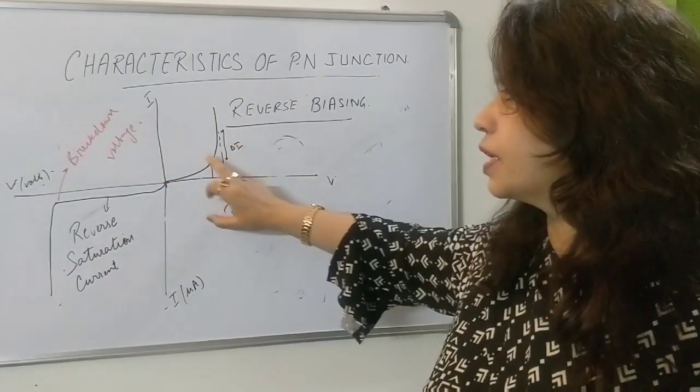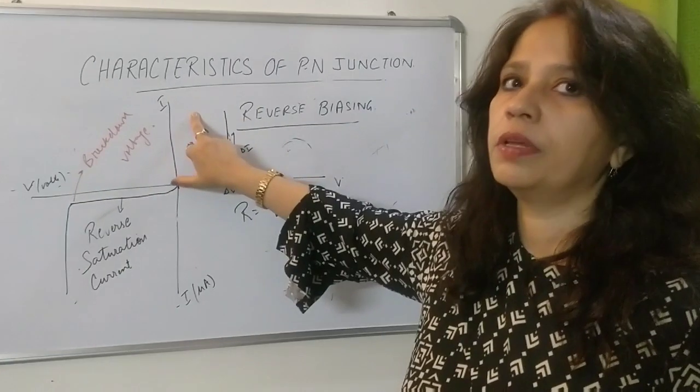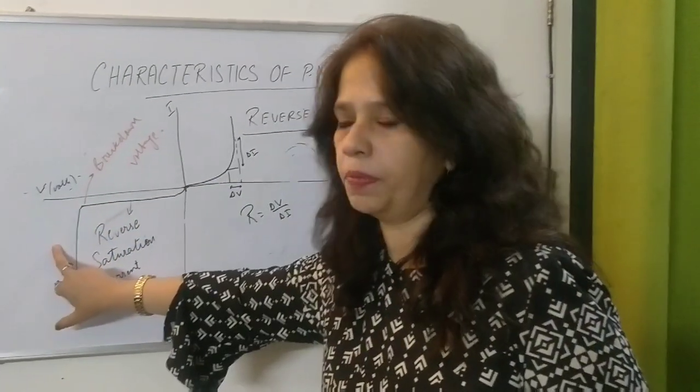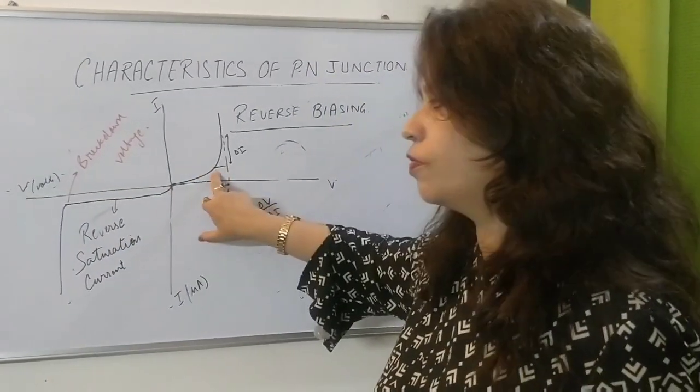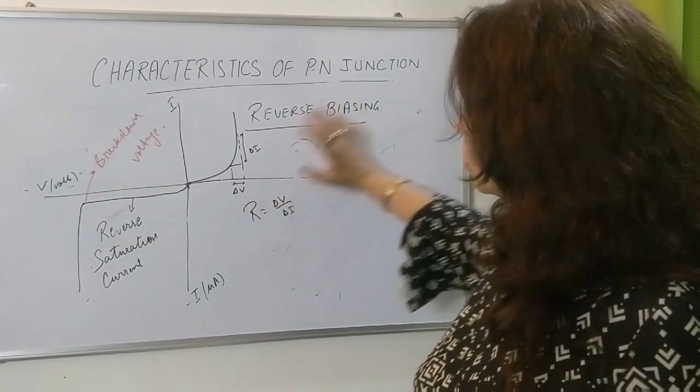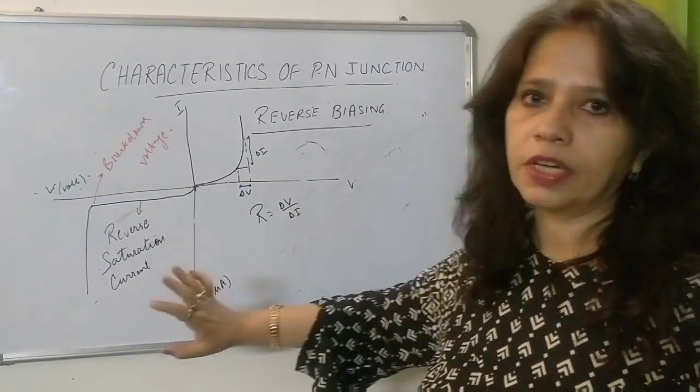In forward biasing the current is measured in milliamperes. In reverse biasing it is measured in microamperes. Here we can see there is a knee voltage. Here we can see there is a breakdown voltage. So this is the characteristic of PN junction.